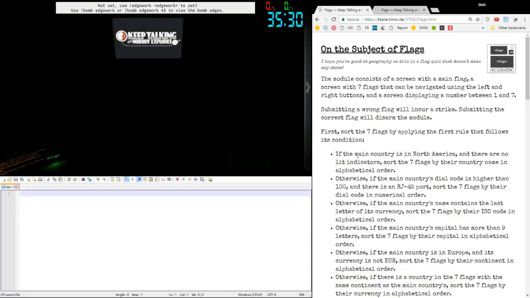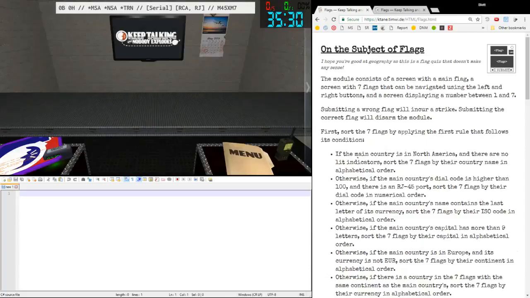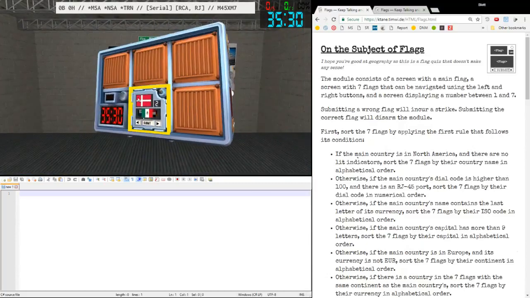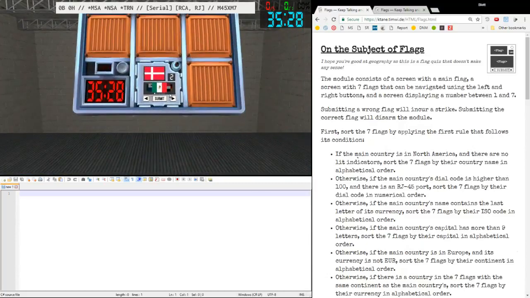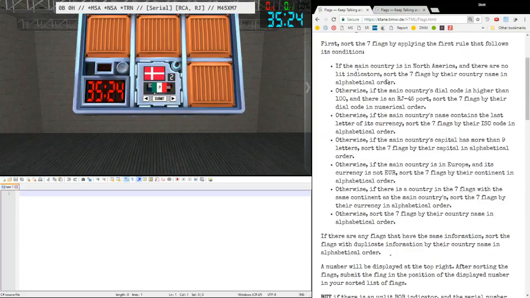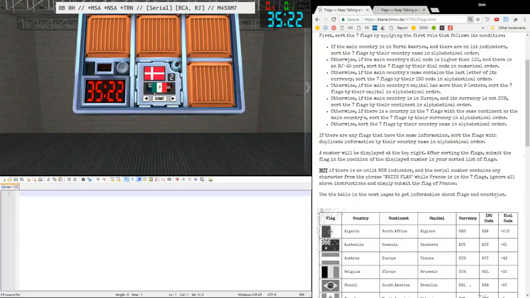This time we are covering the flags module. This module, it's all about flags and their countries. If, say, you're like me and were a big fan of Carmen Sandiego growing up as a kid, this may be a little easier for you than if you haven't studied flags.